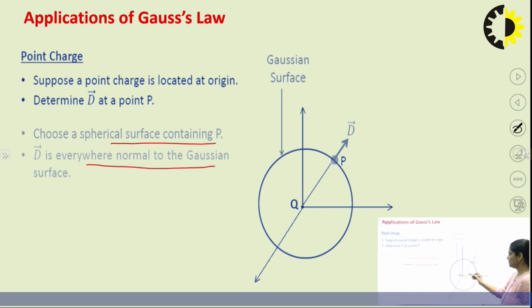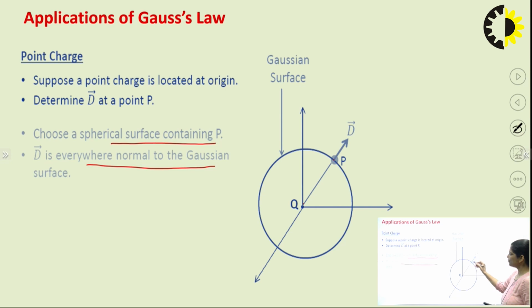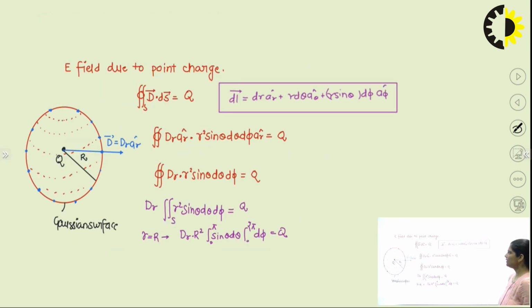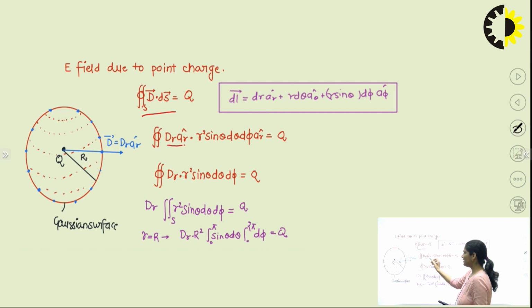If this is your charge and this is your point, you have to consider the electric field in this direction, and if your unit vector is also in this direction, then you take cos theta equal to 1. Now here is the electric field due to a point charge. Closed integration D dot dS is equal to Q, where Q is your enclosed charge inside the surface. Now first write down D. D vector is equal to D_r, unit vector of r, and dS means you have to consider the surface of the sphere.